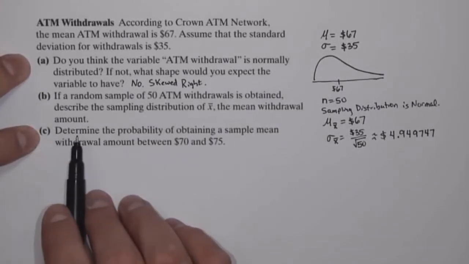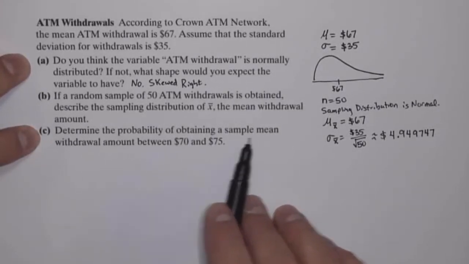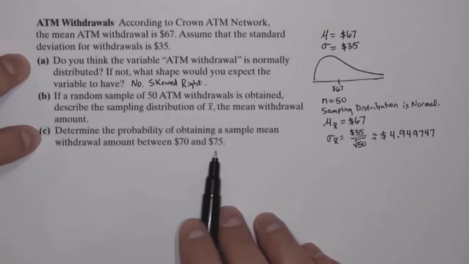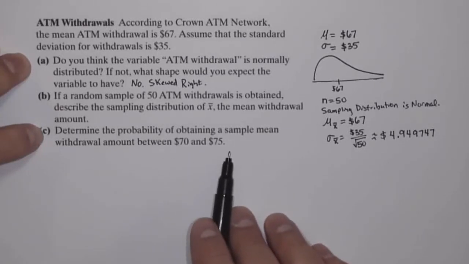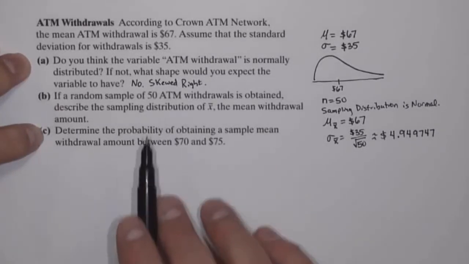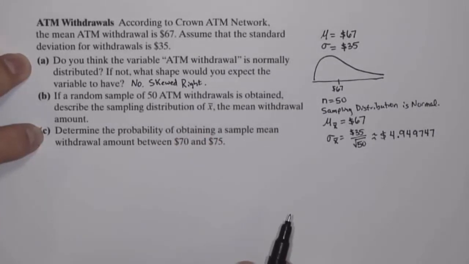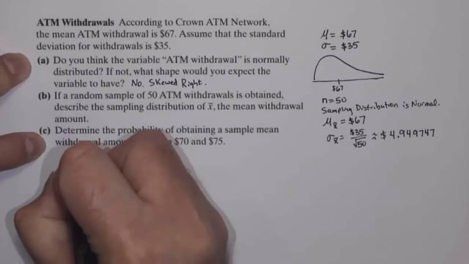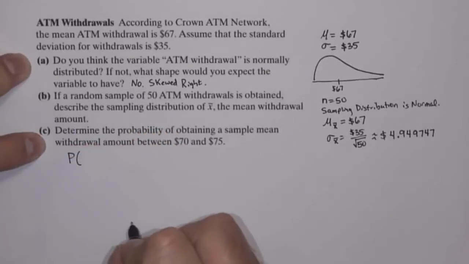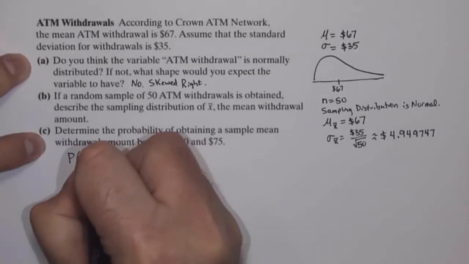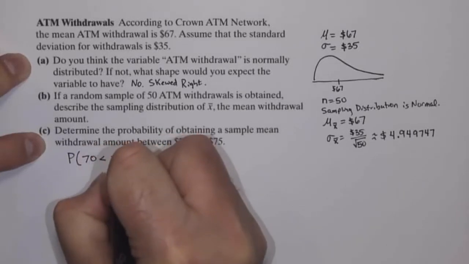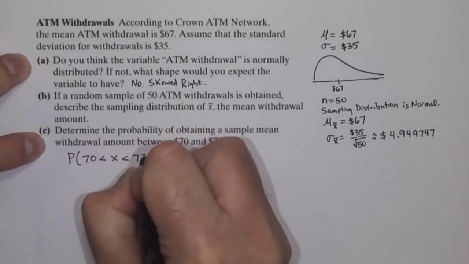So in part C, determine the probability of obtaining a sample mean withdrawal amount between $70 and $75, and we're talking about our sample of 50, so for this sampling distribution here. So we want to find the probability that our X bar is going to be between 70 and 75.